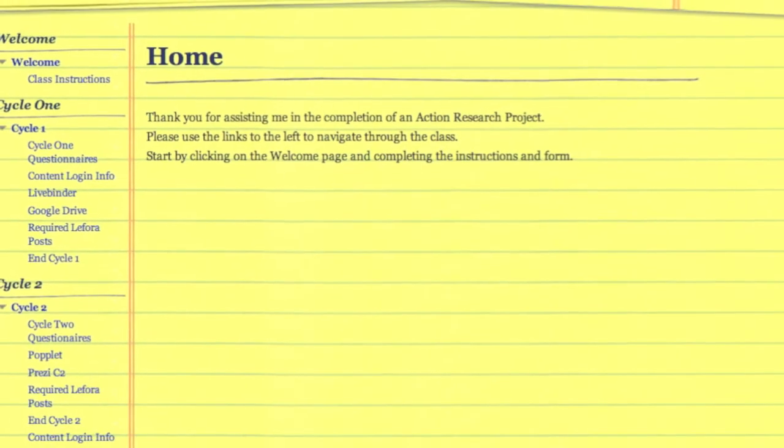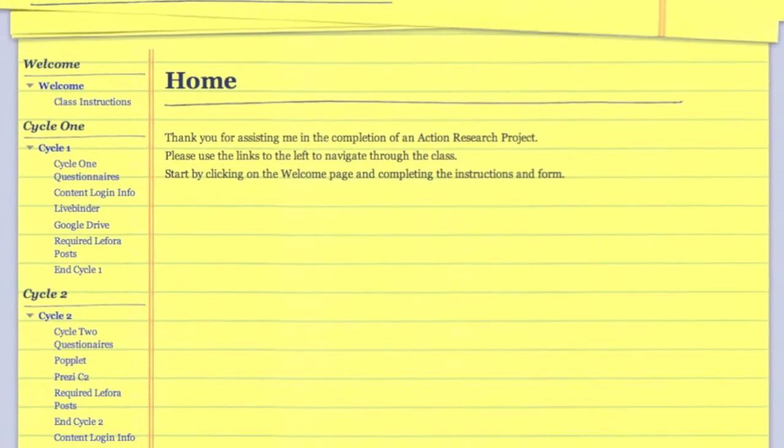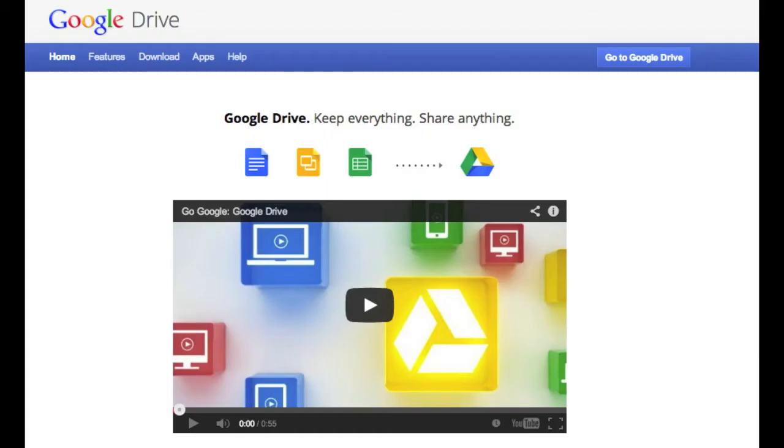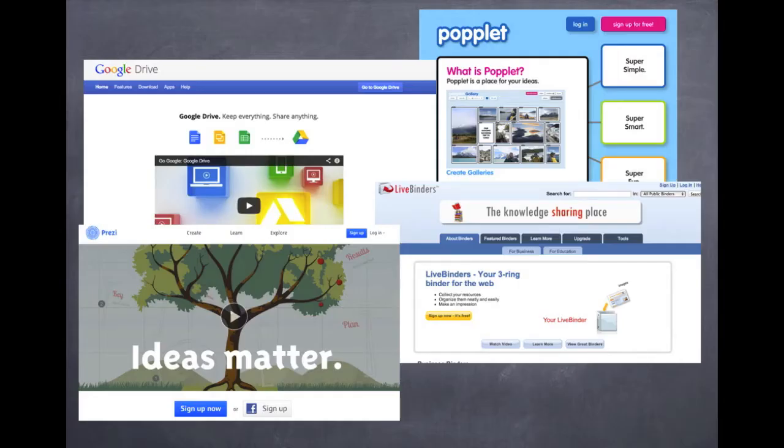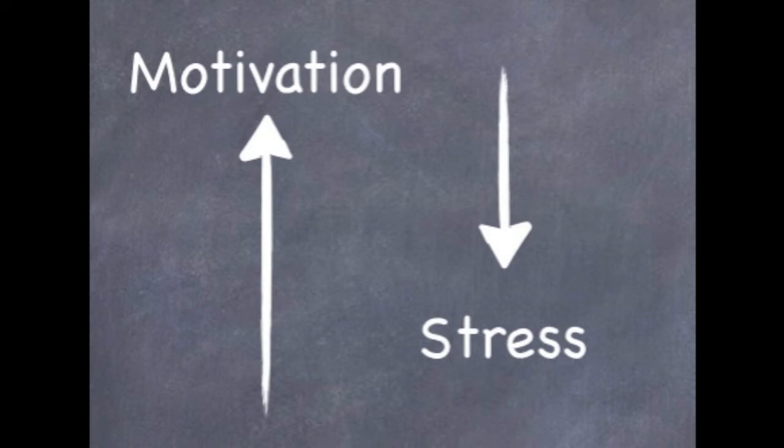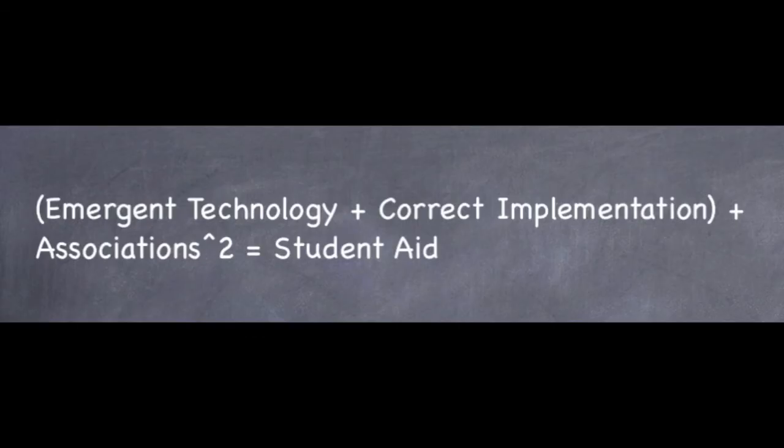Instead of complex tools, I focused on tools that were specific to the completion of coursework. These tools included Prezi, LiveBinders, Google Drive, and Poplet. All of these emergent technologies were meant to assist in the transition and benefit the transitional students by working off their motivations and lowering their stress levels. As the literature pointed out, the emergent technologies available can aid students when implemented properly, and associations between what they were learning and prior knowledge were made.